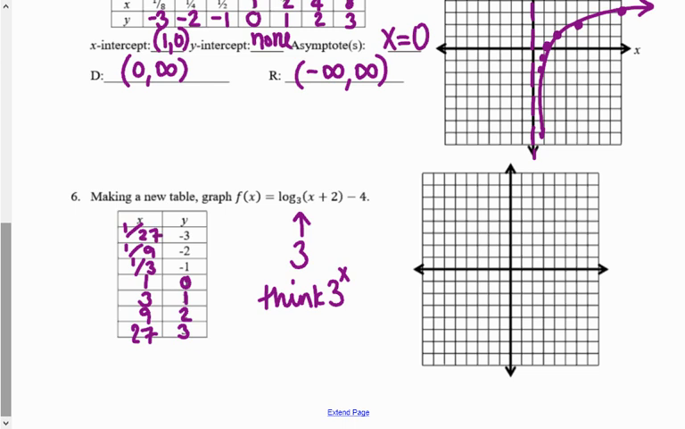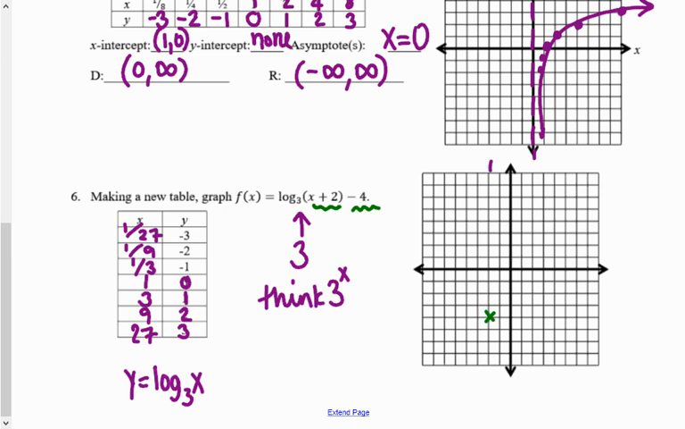All right, so that's my parent function right now. This is y equals the log base 3 of x. I need to do some transformations to that. I have a +2 on the inside, which is going to move me 2 to the left, and a -4 on the outside, which will move me down 4. So I go 2 to the left and down 4, and that's my new anchor point for this graph.